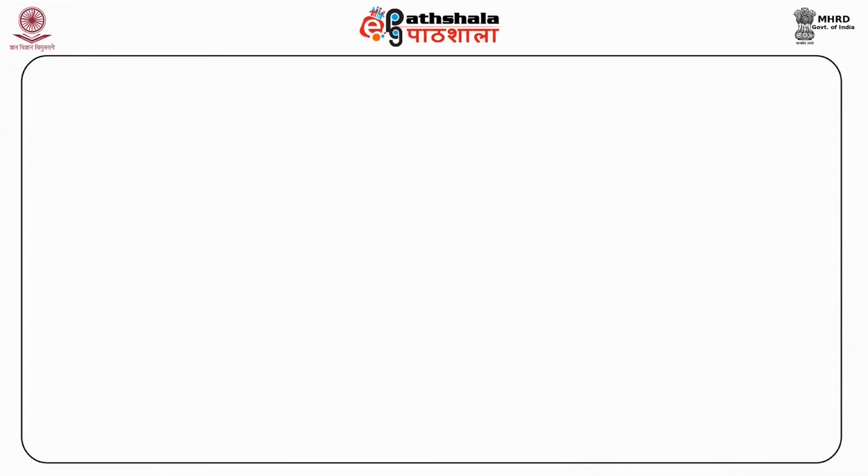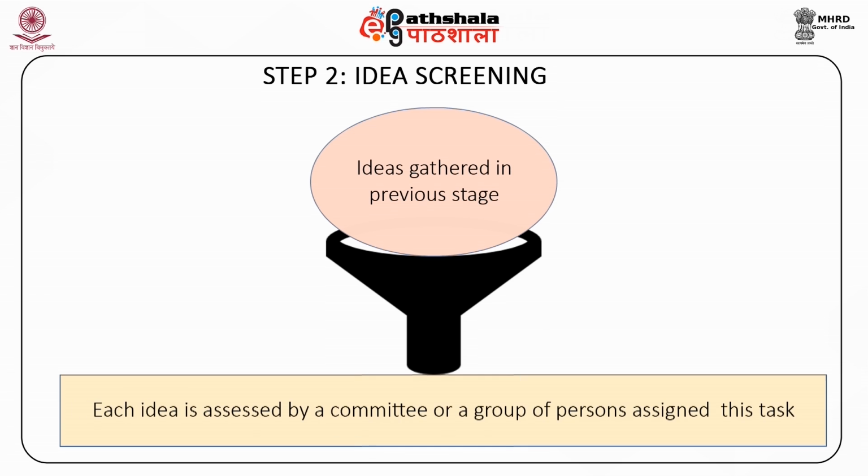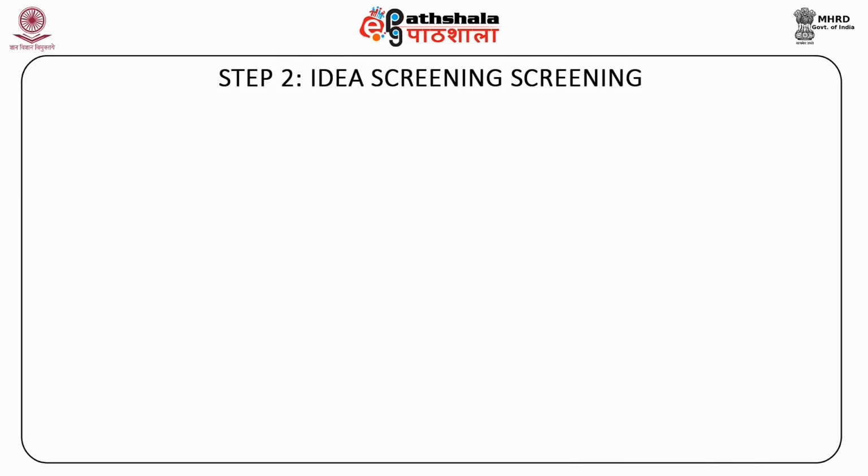The second step in new product development process is idea screening. All ideas gathered in the previous stage need to be filtered before they can go ahead in the product development process. At this stage, each idea is assessed by a committee or a group of persons assigned this task. The factors that help in idea screening are as follows.